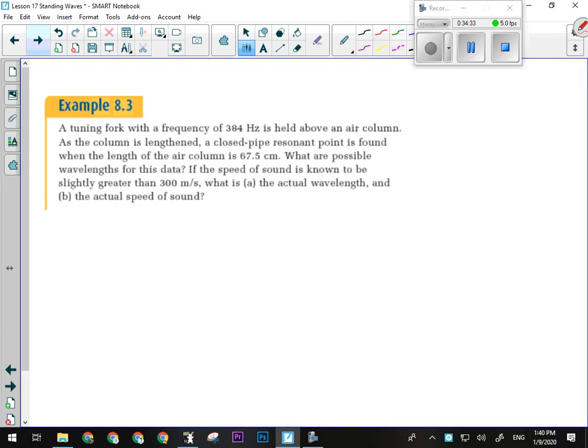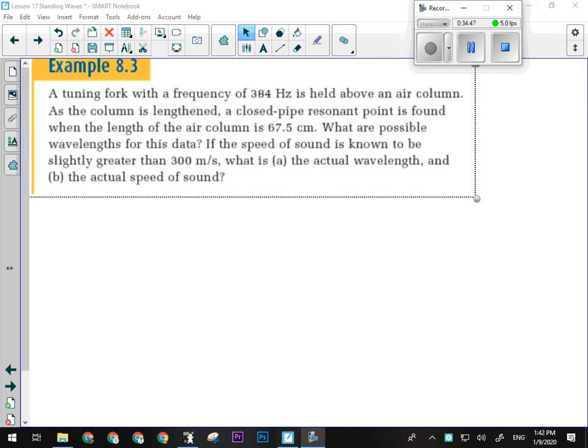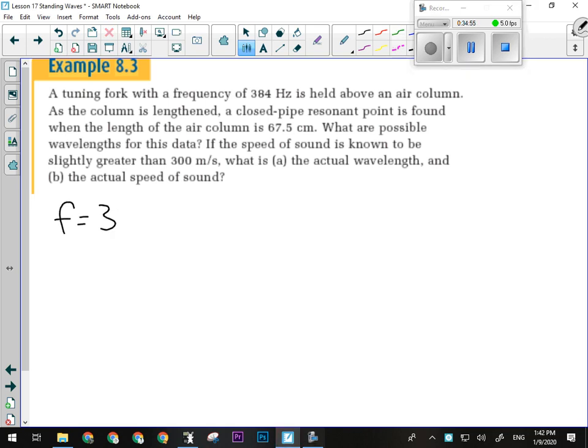Okay, so we're going to go over a couple of examples. Let's go over this one here together. I'll give you guys a second to get it written down, and then we'll go over it together. Okay, so in this question here, it's telling us we have a tuning fork that has a frequency of 384 hertz.